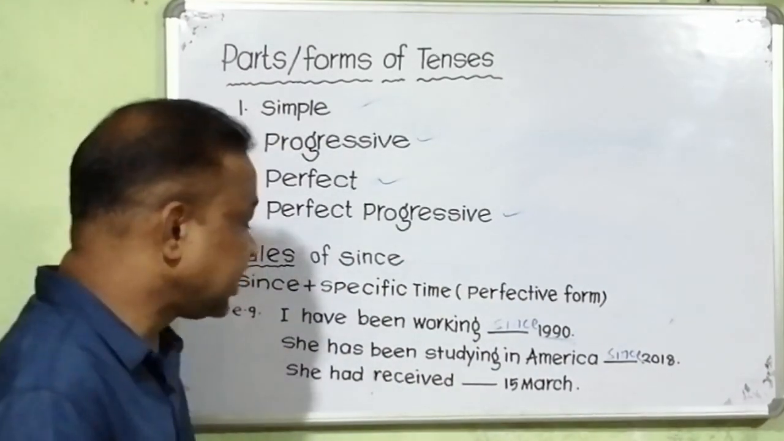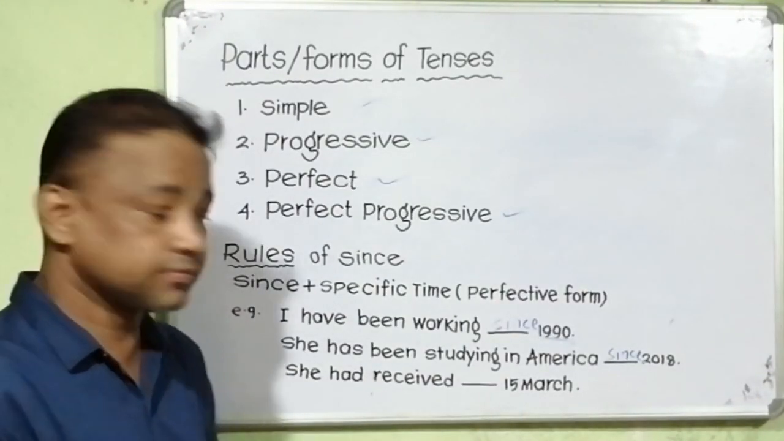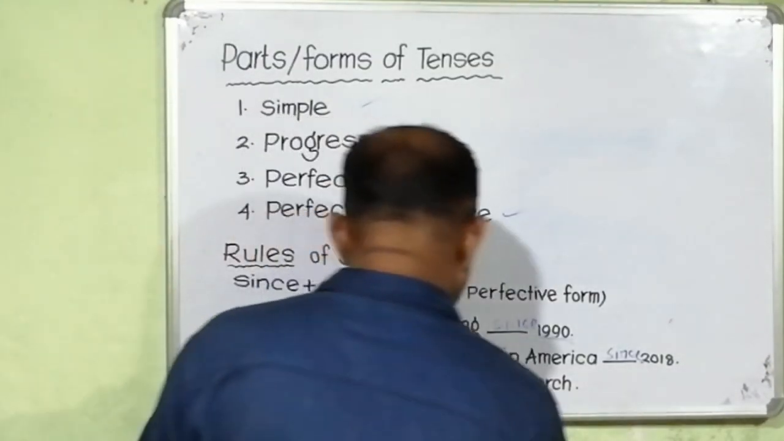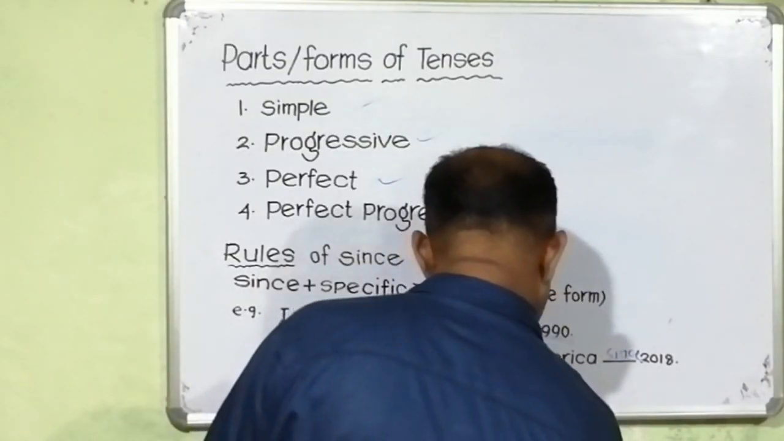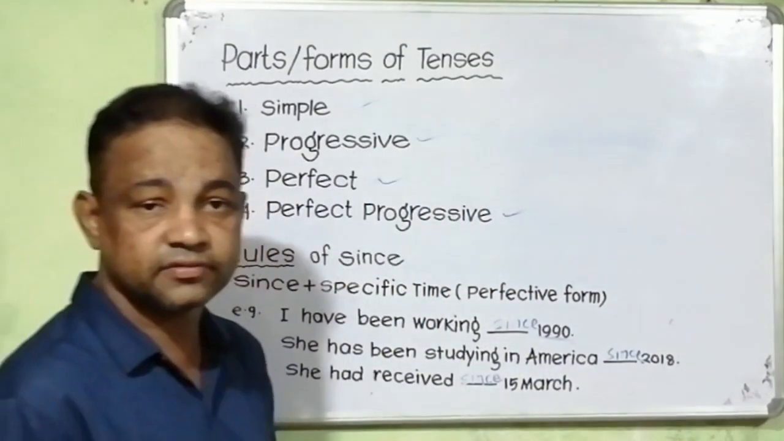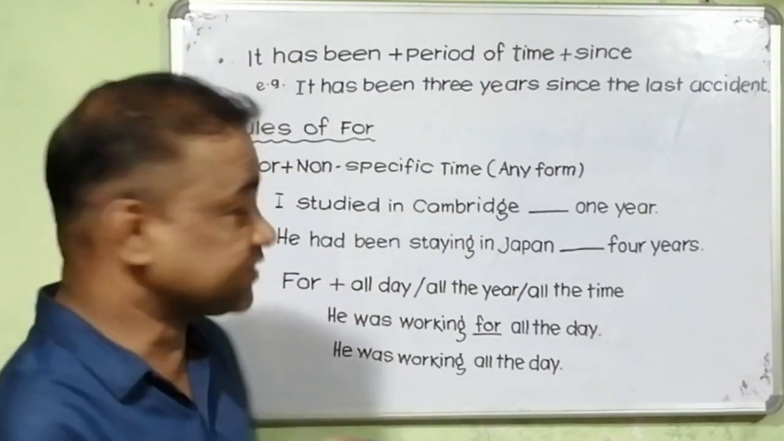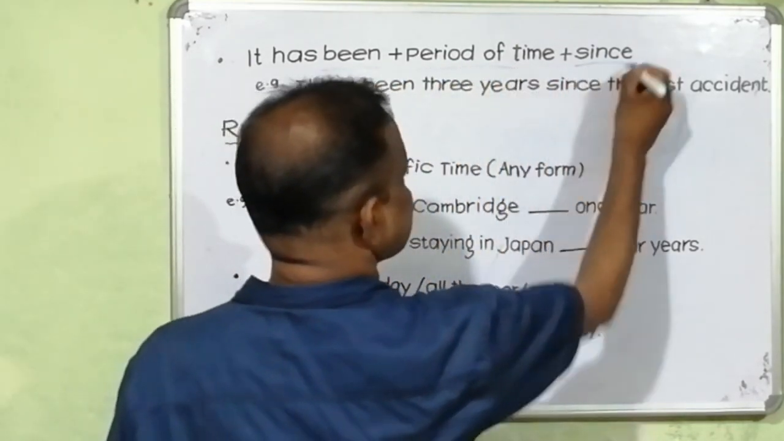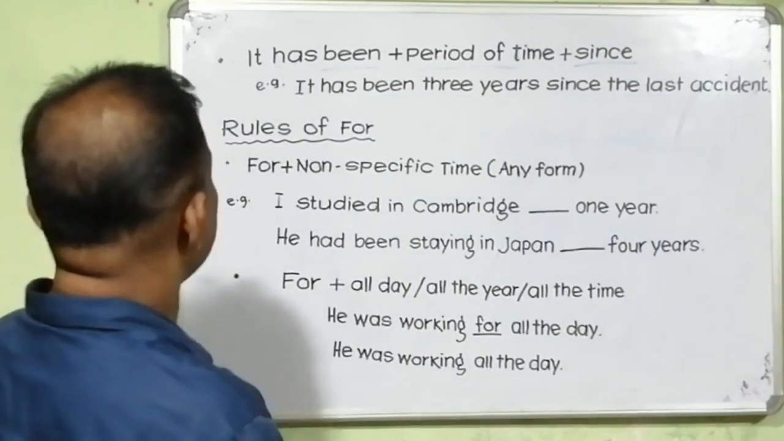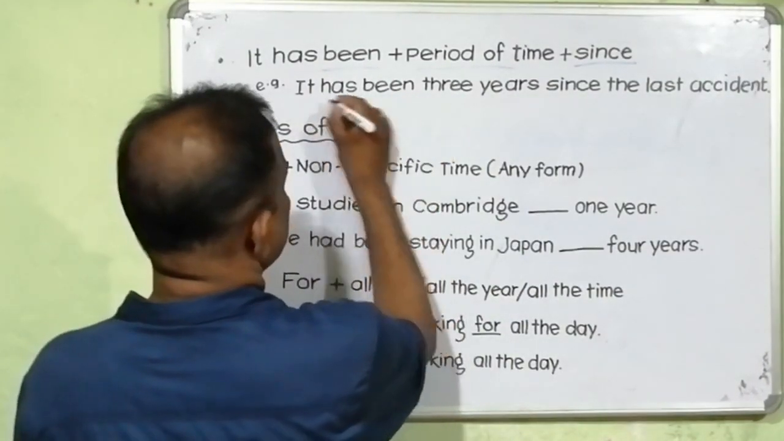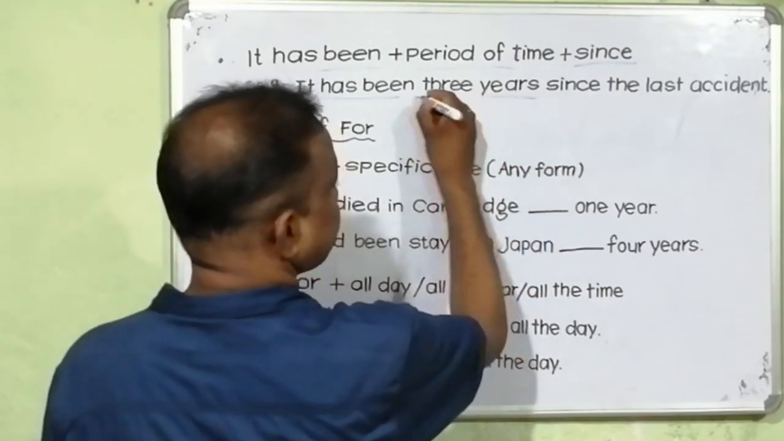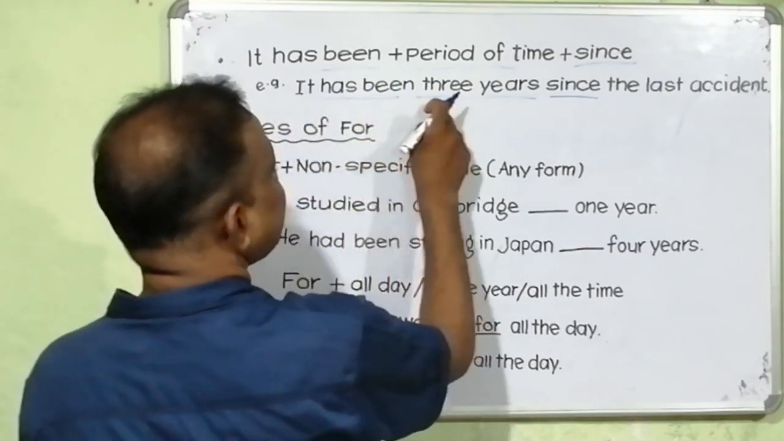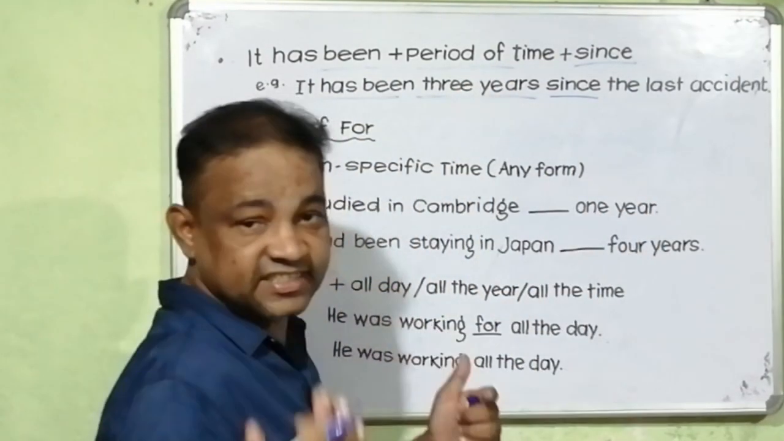Next one, she had received it since 15 March. This one is in the past perfect and this one is specific time. So we have to use since 15 March. Let us know another rule of since. It has been plus period of time plus since. For example, it has been 3 years is a period of time. Then since is used. So the example: it has been 3 years since the last accident.